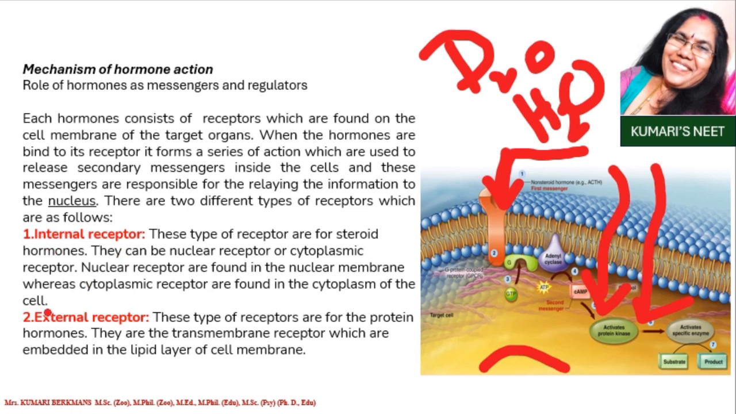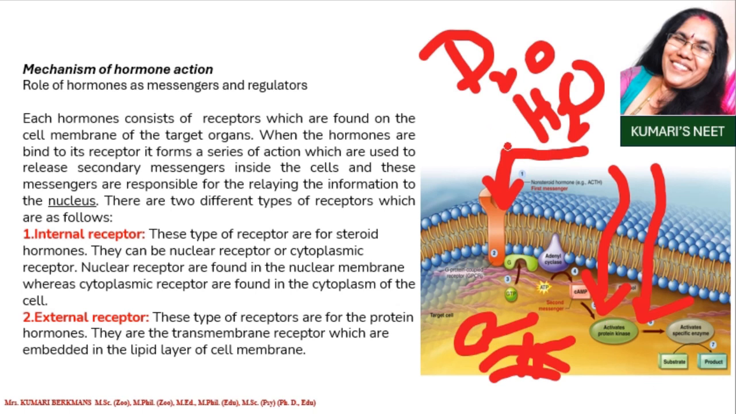One is an internal receptor and one is an external receptor. Internal receptors will be present in the cytoplasm or on the nuclear membrane. So the receptor present in the cytoplasm and the receptor present on the membrane of the nucleus are called internal receptors. And coming to the external receptor, what you are seeing on the cell membrane, that is the external receptor. So these are the two receptors, internal and external.